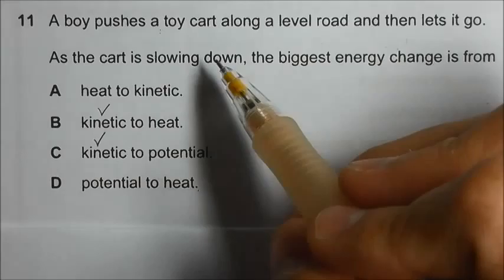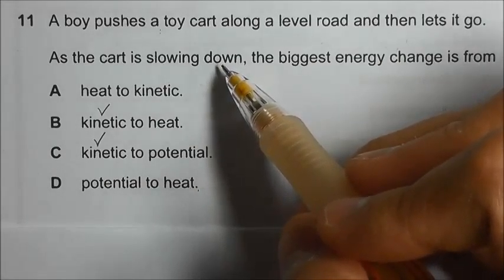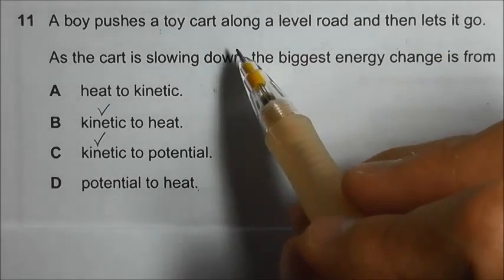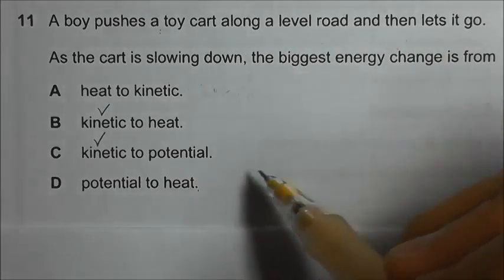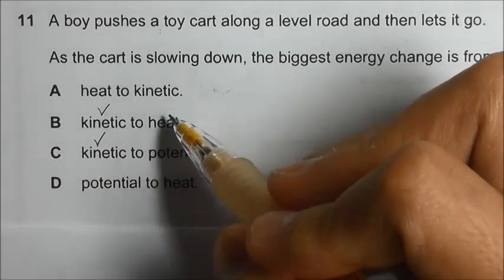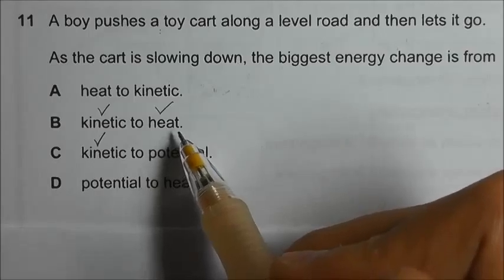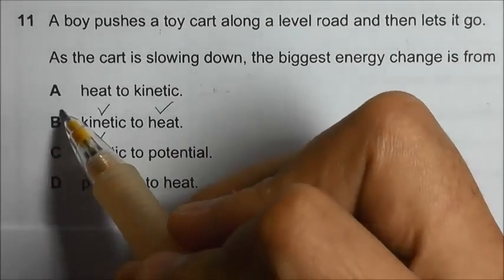And the reason for it to slow down is because of friction. And friction between the toy cart and the ground produces heat. So the energy change should be from kinetic energy to heat energy, B.